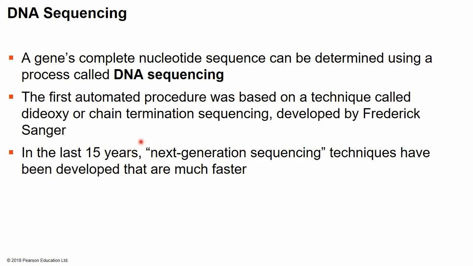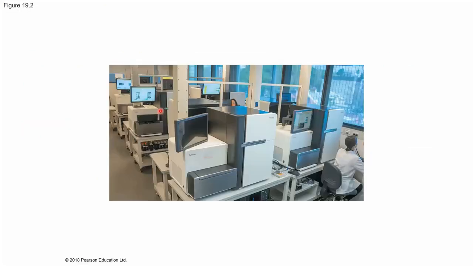The first automated procedure that was used for sequencing was called the dideoxy chain termination sequencing, or sometimes Sanger sequencing. Sanger is the name of the scientist who developed this sequencing technique. Now, sequencing could be done inside machines, and these machines are automated machines.